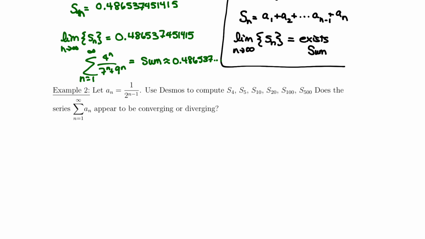So the first one is 1.875, the second one is 1.9375, the third one is 1.998, the next one's 1.999, right? Is that what you guys are getting? And then 2, are you guys getting that it goes to 2?